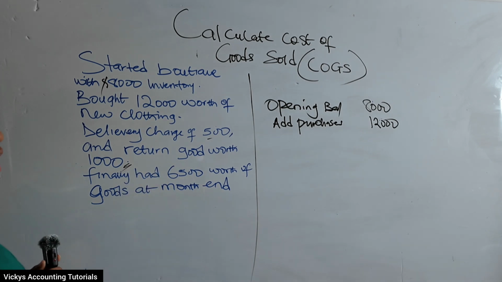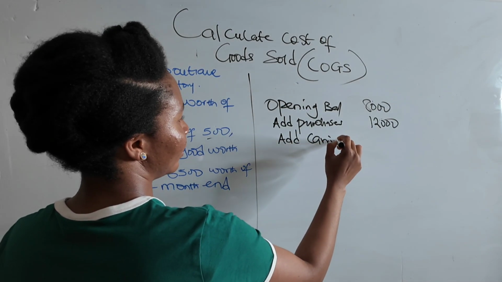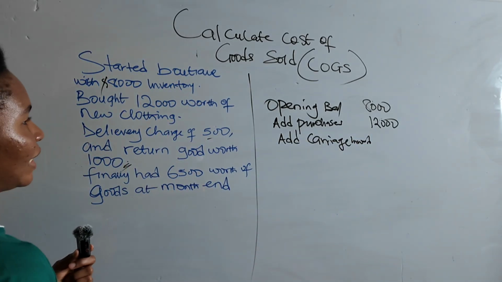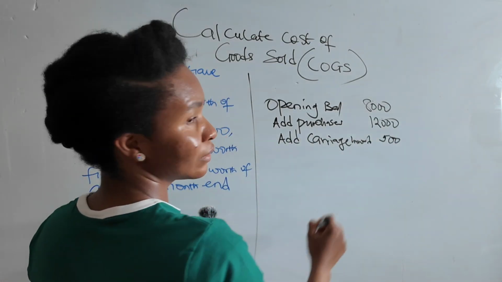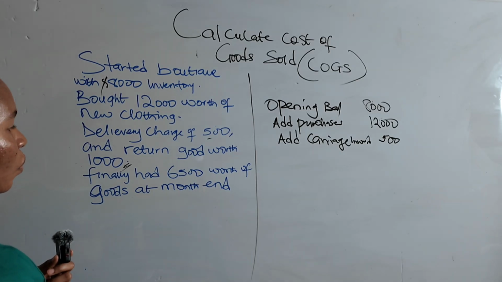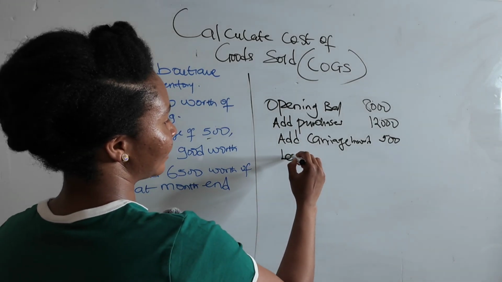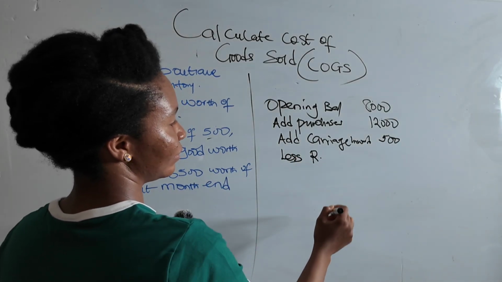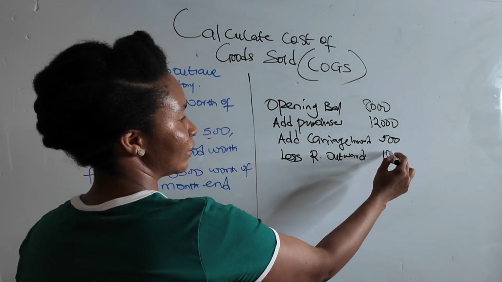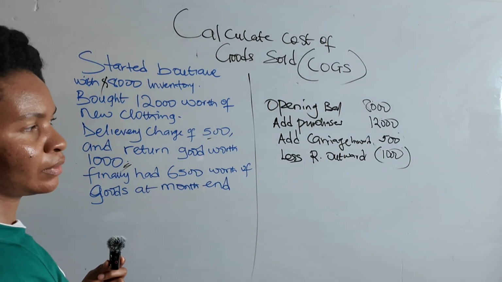And we had a delivery charge, so we say add carriage inward. That is the delivery charge, and it's worth 500. And again, we returned goods worth 1,000, so we say less return outward. We're adding carriage, and we're reducing return outward.